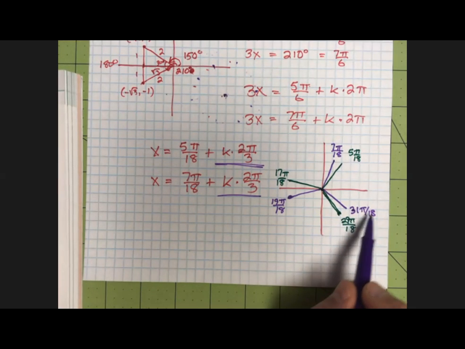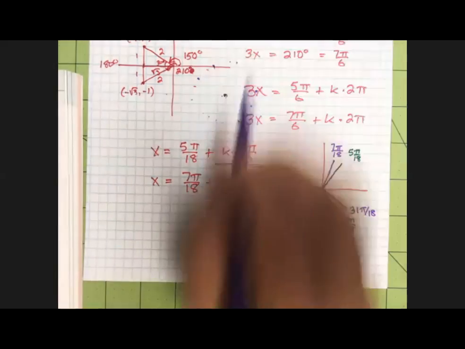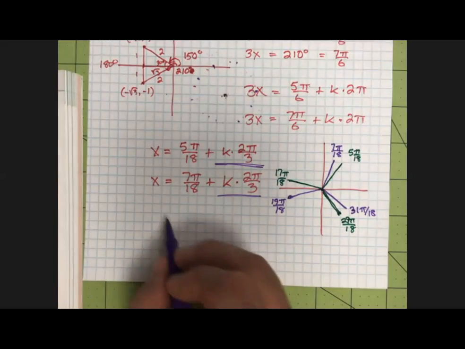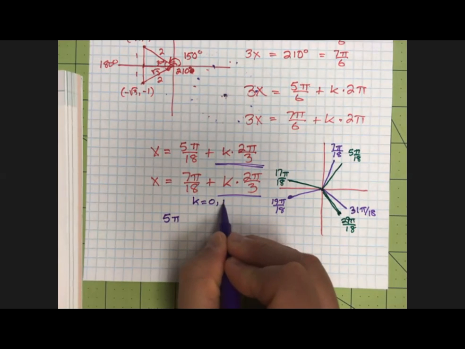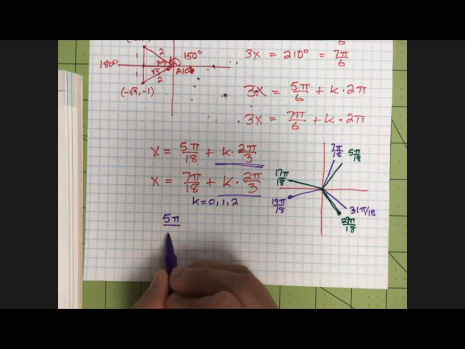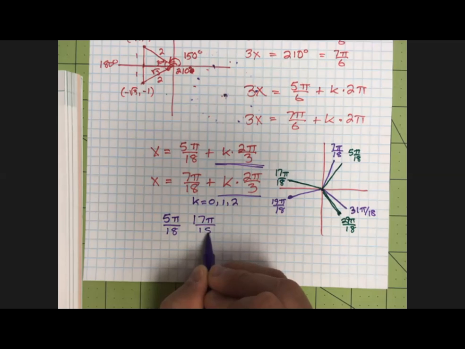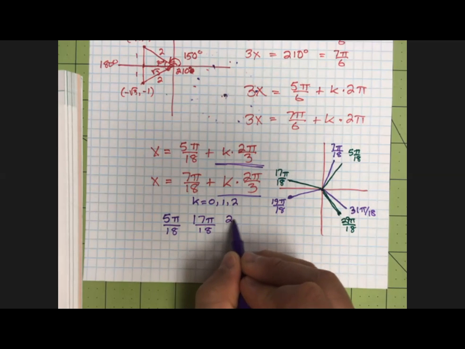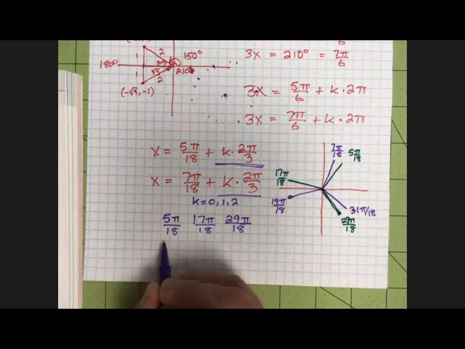Now, I could write down all 6 solutions as I just did. And they wanted only the answers from 0 to 2 pi. So I guess I should write down either the k is 0, 1, or 2 in this formula, or I should write down exactly what these 6 solutions are. I've changed up my colors. So I'll just keep them all purple.